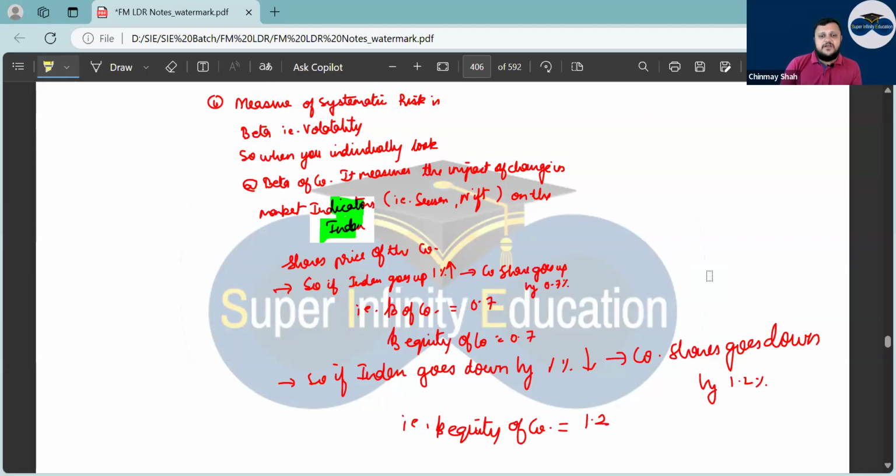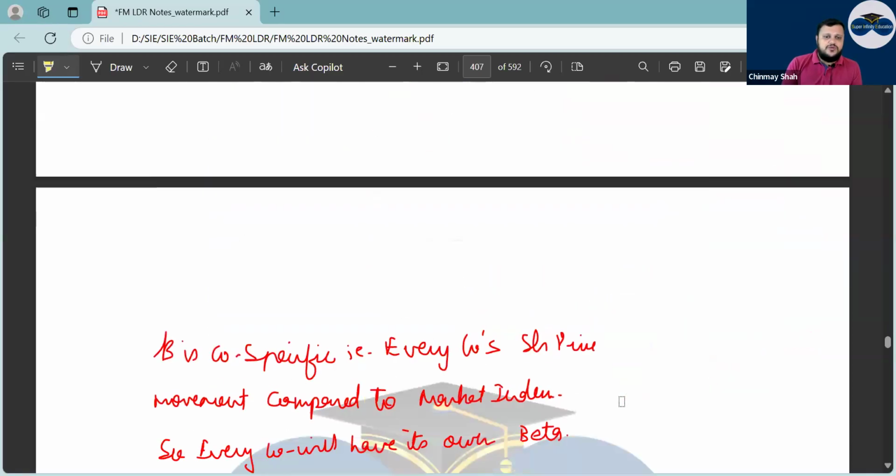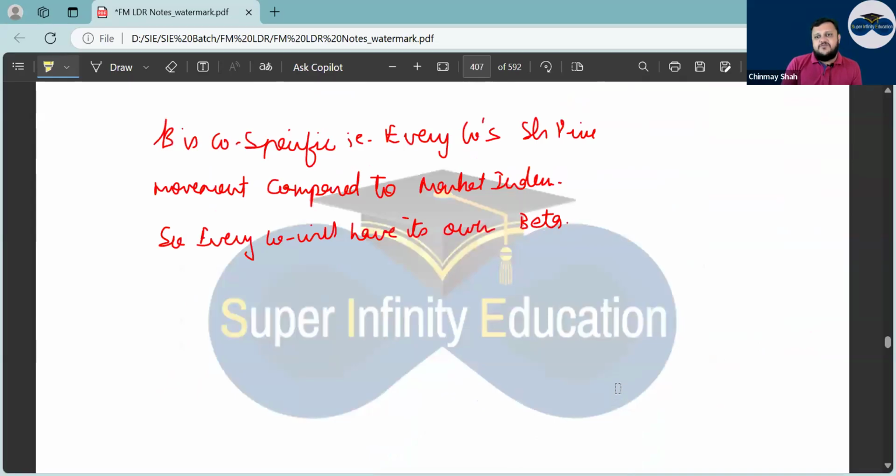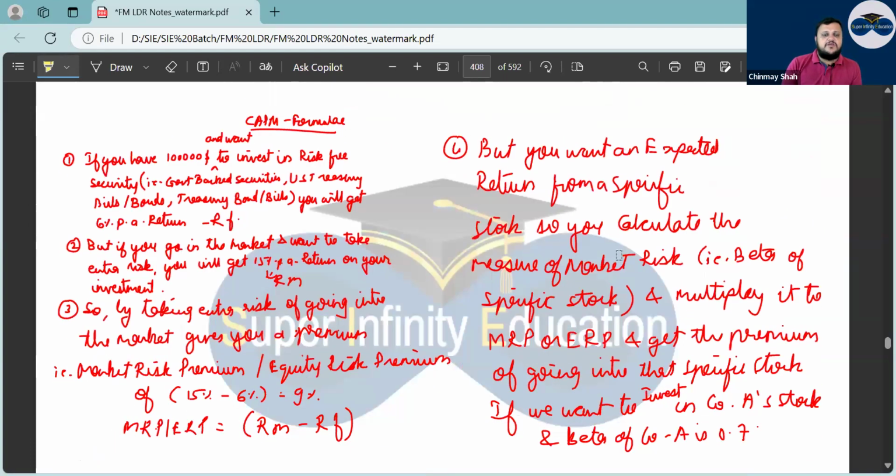So beta of each company, or beta of each share, will be calculated differently. Correct? Have a look. If the index, the share market, means the normal Nifty or Sensex that you have, right? So if company shares go down by 1.2%, that means the equity beta of the company is 1.2, right? Beta is company specific. Every company's share price movement is compared to the market index. So every company will have its own beta, right? It's not that one beta will be there for every company. And then you have the CAPM formula.